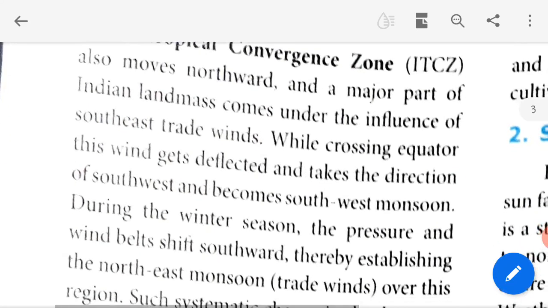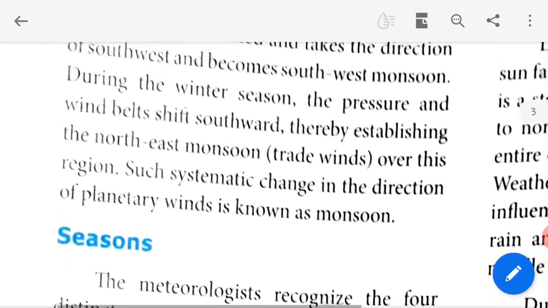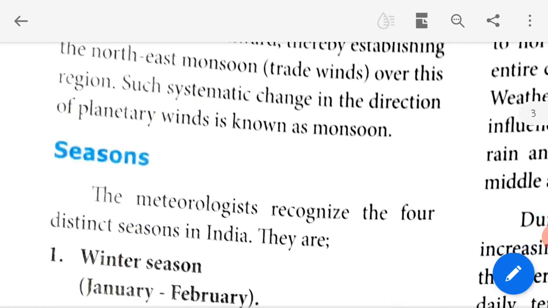During the winter season, the pressure and wind belts shift southward. So there it is northward, now it will shift towards the south, thereby establishing the northeast monsoon over this region. Such systematic change in the direction of planetary winds is known as monsoon. So next part we go to seasons.